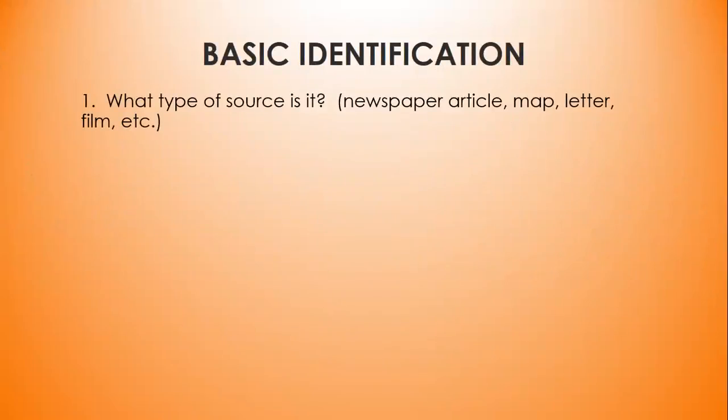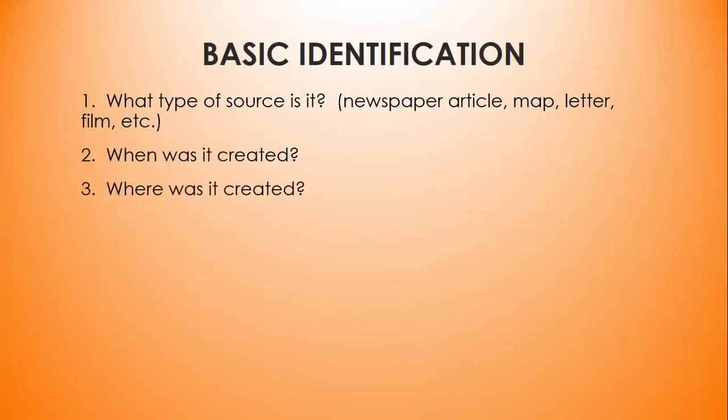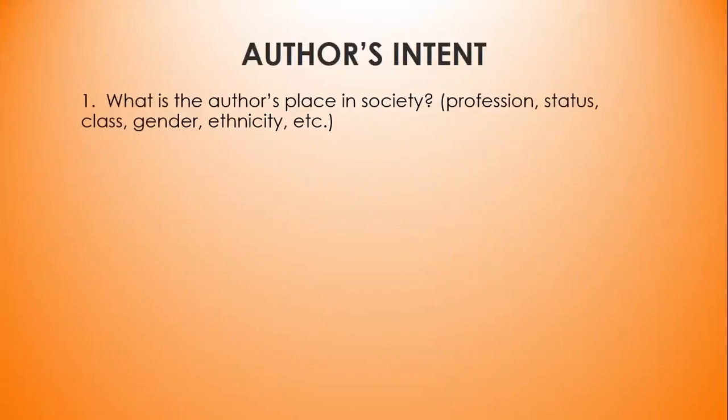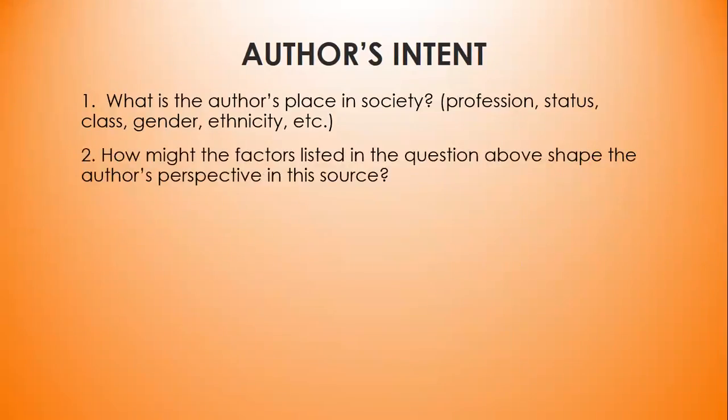So, some questions we need to answer here. What type of source is it? Is it a newspaper article, a map, a letter, a film, etc.? When was it created? Where was it created? And then who created it? And then what was the author's intent? What is their place in society? Who are they? Why are they important? Why should we care? And that includes class, gender, ethnicity, profession, all that stuff.